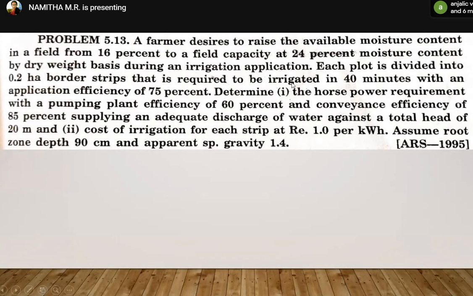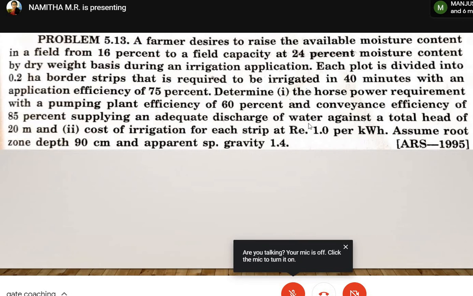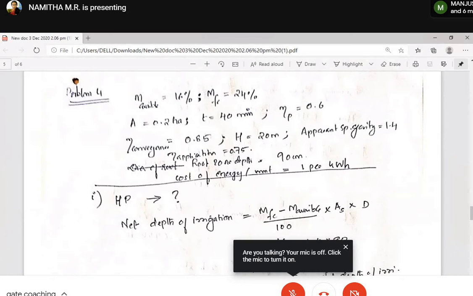Now the question is, determine the horsepower requirement with a pumping plant efficiency of 60% and conveyance efficiency of 85%, supplying an adequate discharge of water against a total head of 20 meter. Cost of irrigation for each strip is 1 per kilowatt hour. Assume root zone depth is 90 and apparent specific gravity is 1.4. So this is our question. All the quantities are given here. Now we have to find the HP.